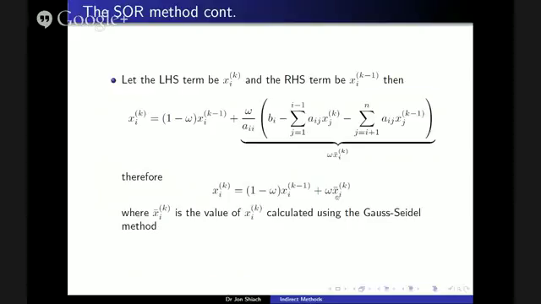So this is a weighted sum. That value of omega will tell us how much of the old values to use compared with how much of the new Gauss-Seidel values to use. And this omega parameter allows us to tune the method.